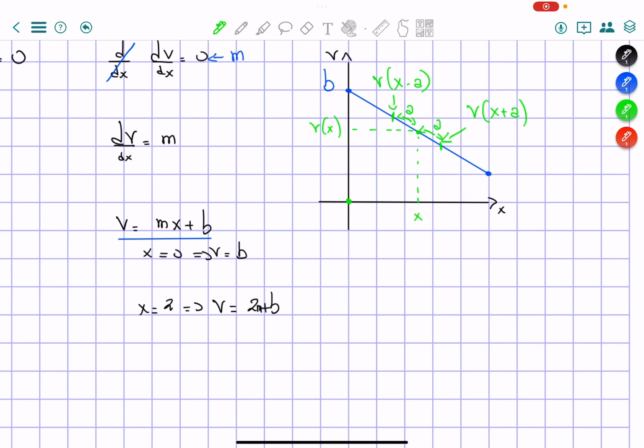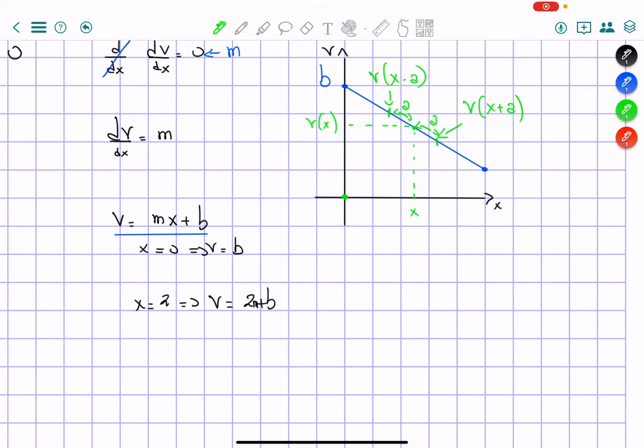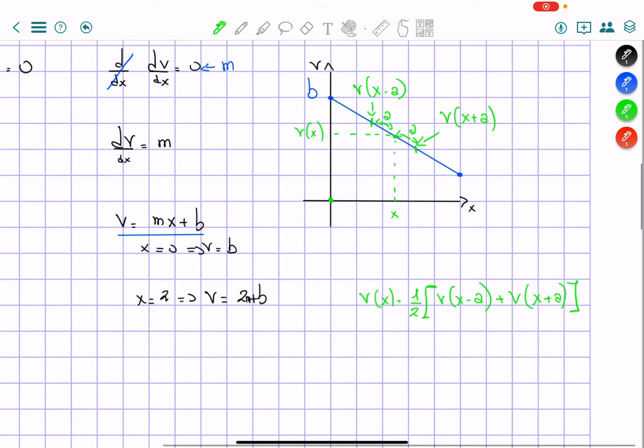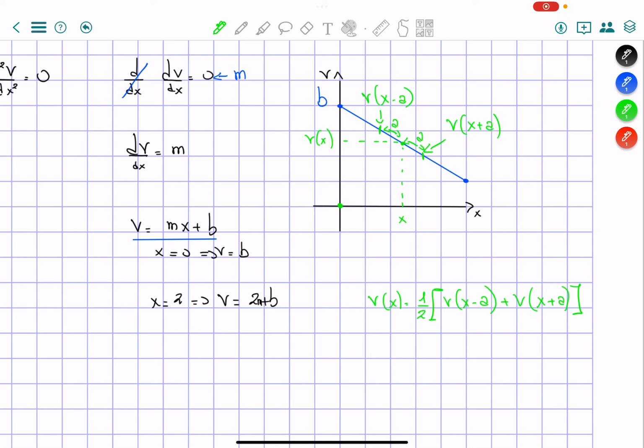But as you can see, v of x is the average of these 2 points. The average is going to be equal to 1/2 the sum of the 2 points, so v of x minus a plus v of x plus a. And this is how we prove that we have the average. As you can see, this equation works very well in one dimension, and as you will see in the next videos, it works very well in 2 and 3 dimensions as well.